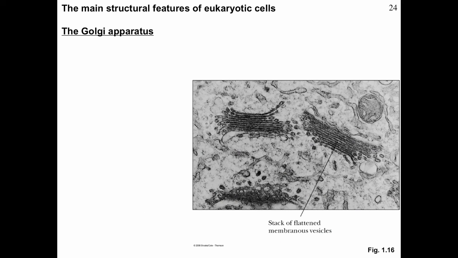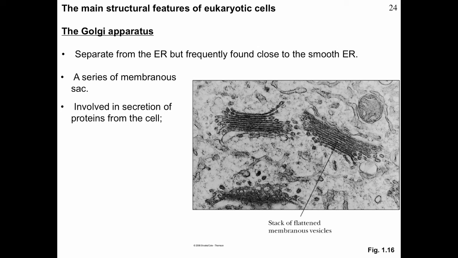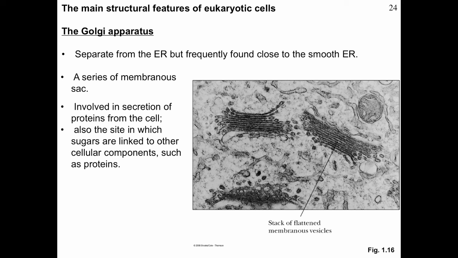The Golgi apparatus is separate from the ER, but frequently found close to the smooth ER. The Golgi is a series of membranous sacs or vesicles that have the appearance of a flattened stack, so it sort of looks like a stack of pancakes. The Golgi functions in the sorting and secretion of proteins in the cell. It is also the site where sugars are linked to cellular components, such as proteins.